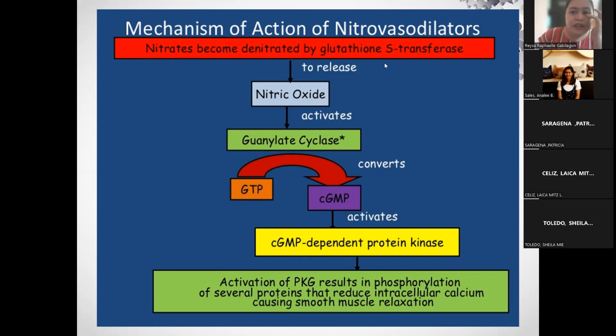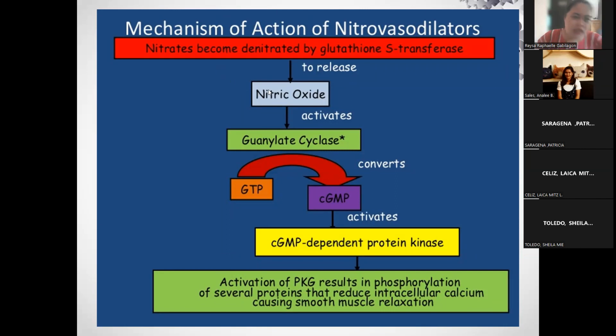And ang gagawa nun is the glutathione S transferase. Okay? Glutathione S transferase is the enzyme needed here to denitrate the nitrates. The purpose of denitrating the nitrates is to release the nitric oxide. So the drug itself class, si nitroglycerine inside the body, magiging nitric oxide siya. Okay? Si nitric oxide, remember, is a well-known na vasodilator. Our body can produce nitric oxide. Pero to have more nitric oxide, we can give the nitrates.